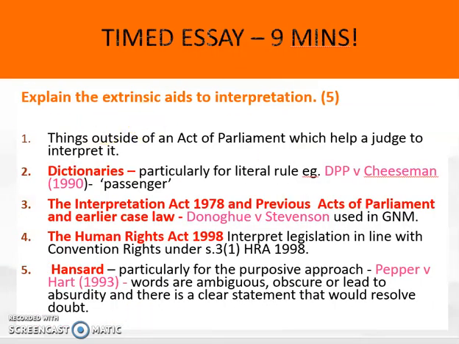I suggest maybe cover up the answers here. This is a little bullet point plan for what will go into it. But you might get on exam one a question, explain the extrinsic aids to interpretation, or explain the intrinsic aids to interpretation for 5 marks. So it'd be worth testing your knowledge from this video, having a go at that one, or equally having a go at the one on intrinsic aids.